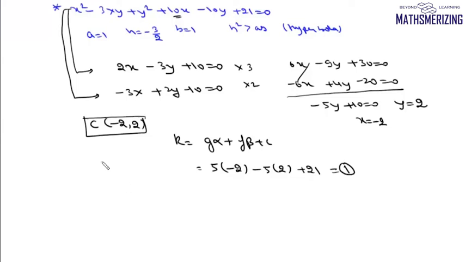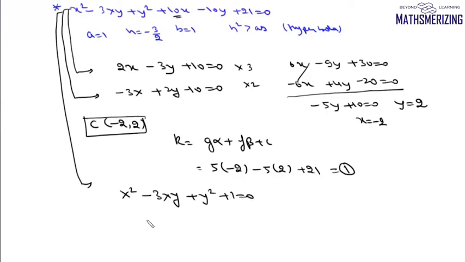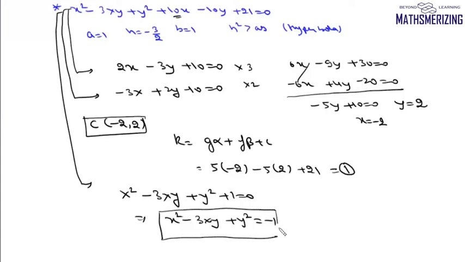So we can write this equation in central conic as x square minus 3xy plus y square plus 1 equals to 0, or we can express it as x square minus 3xy plus y square equals minus 1. So this is our transformed equation.